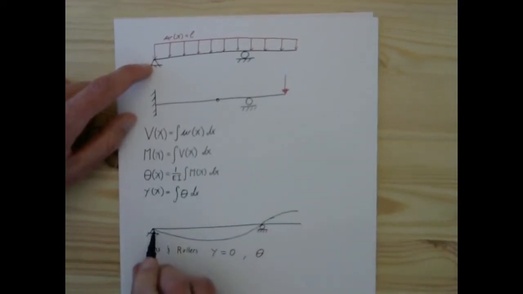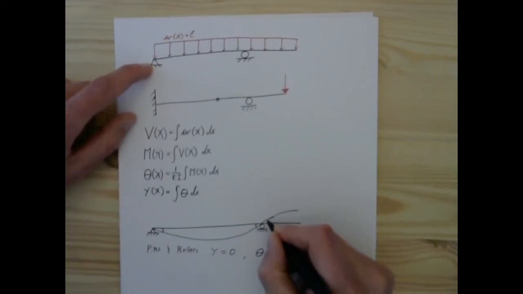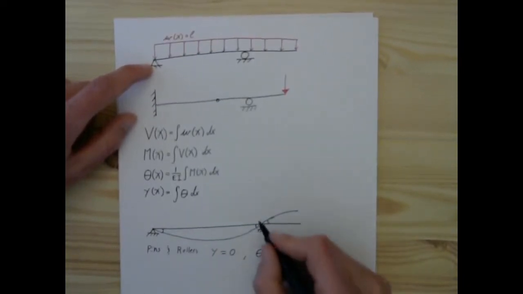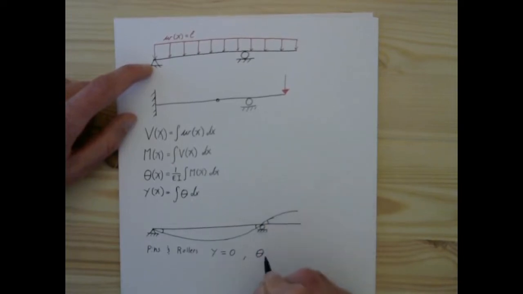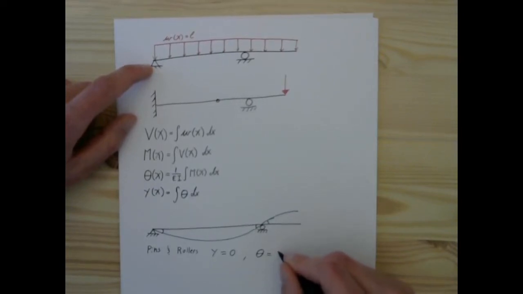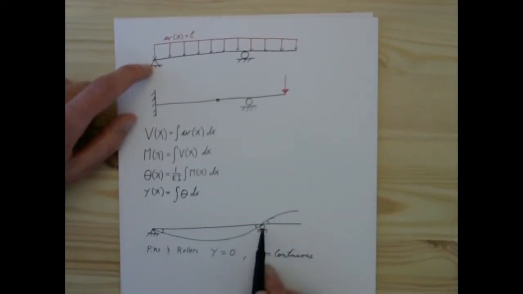Rotation, however, clearly there is some rotation right here, some rotation right here, and some rotation right here. These rotations are, well, equal. So the rotation at these points is going to be continuous. It's going to be the same just to the left as it is just to the right. A differential distance, of course. Not a significant distance. It's going to start tapering down. It's a function of x.